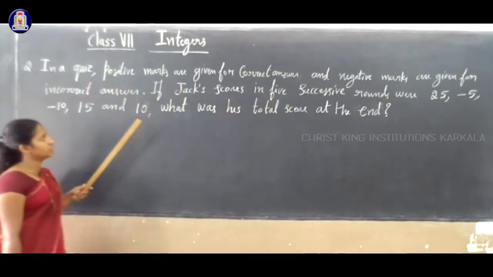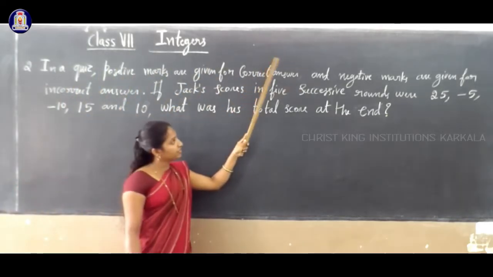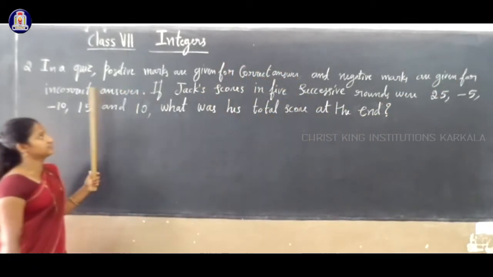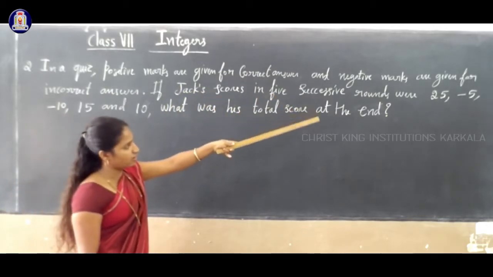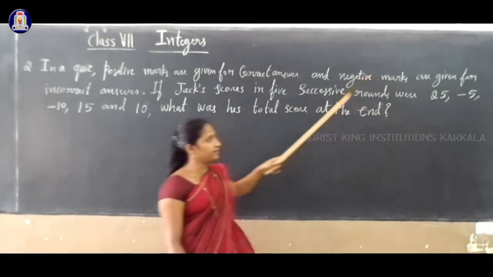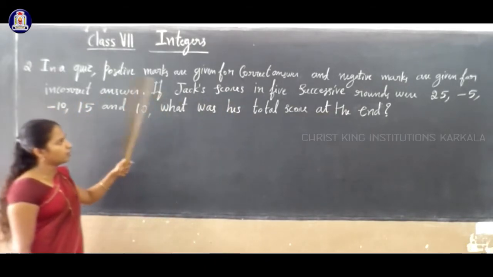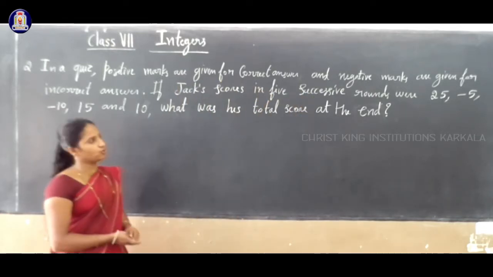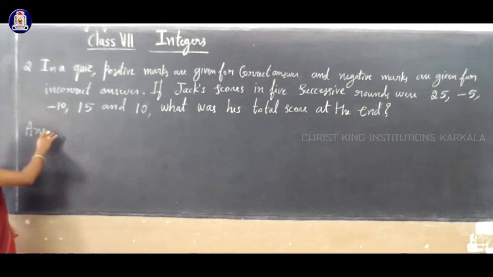Clear? The question is, in a quiz, positive marks are given for correct answer and negative marks are given for incorrect answer, means wrong answer. If Jack scores in 5 successive rounds were plus 25, minus 5, minus 10, plus 15 and plus 10, what was his total score at the end? So you have to find total score at the end of Jack's. Clear? So first you write how to find, you have to add all the scores, isn't it?